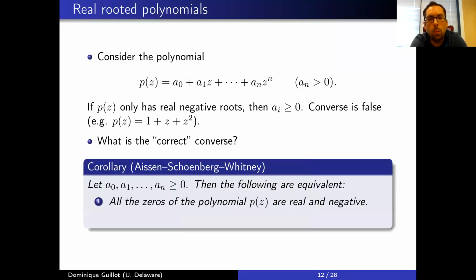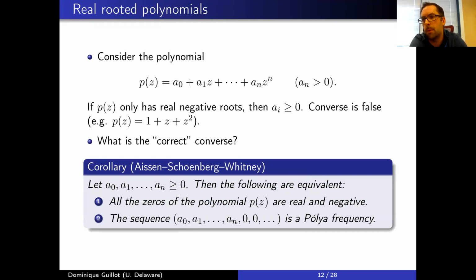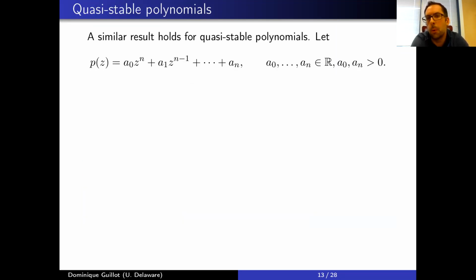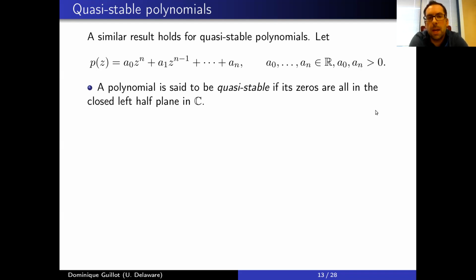You may wonder, well, what if I actually want to have complex roots as well, but I would like to make sure the real part is negative? Then there's also a similar result. These polynomials are usually called quasi-stable. So suppose now I take a polynomial. Notice here I wrote the coefficients in the reverse order to what I did before. There's a reason for that, you'll see in a minute. But let me assume these coefficients are all real, and let me assume the first and the last one are positive. So as I was saying, a polynomial is quasi-stable if all its zeros are in the closed left half plane in the complex plane.